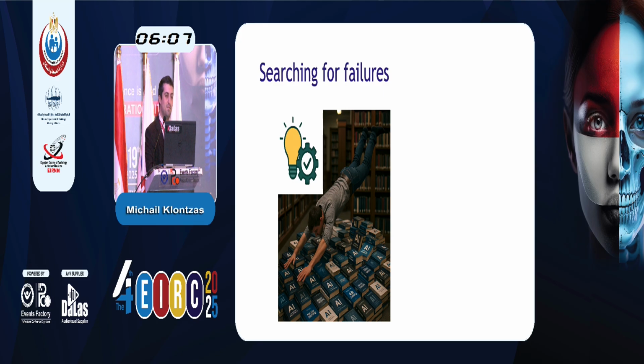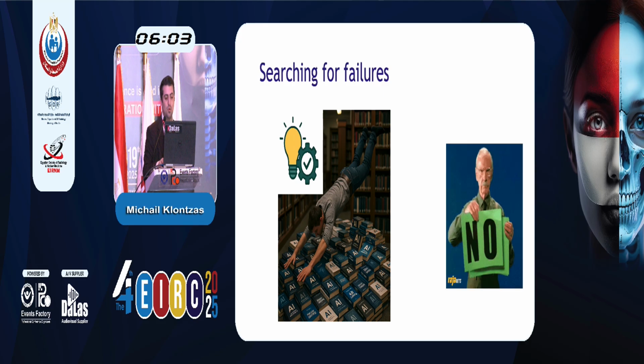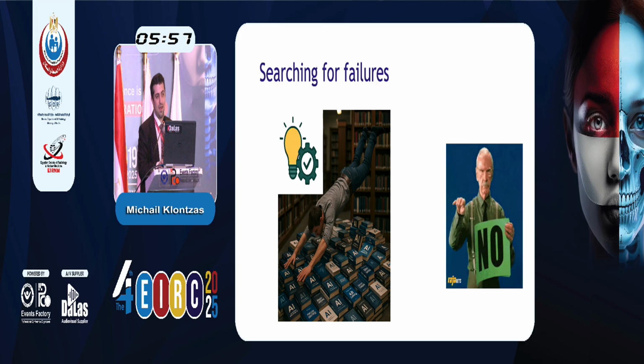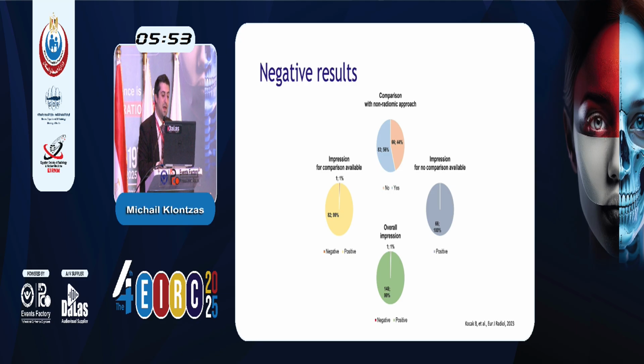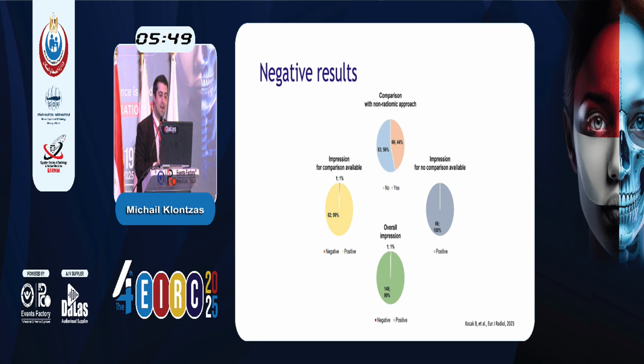The ones that never worked usually are never published. So you get a series of positive results, but the negative ones stay in a drawer or are never published. There is this nice study where you see that the negative results of radiomics papers are close to 1% of the results published on radiomics.